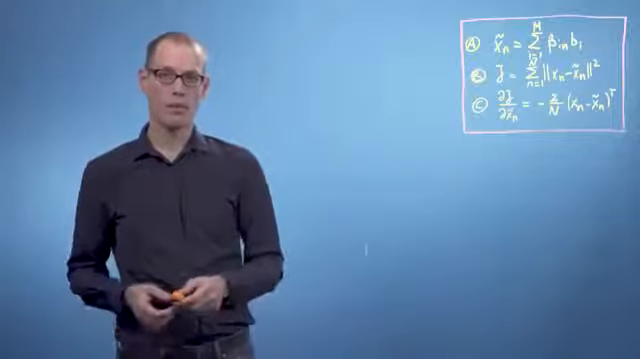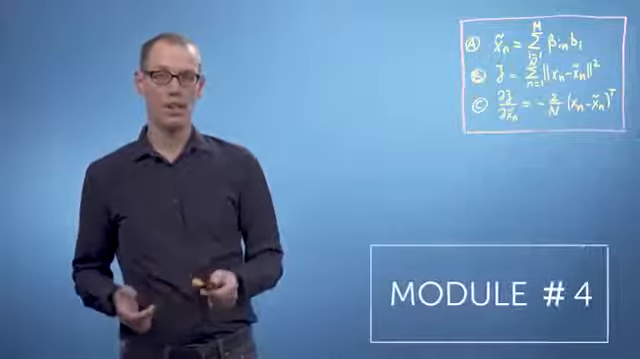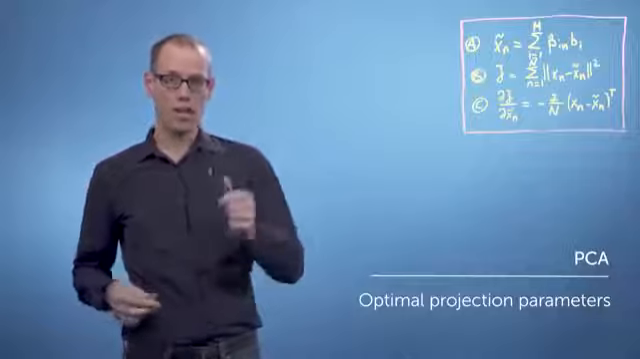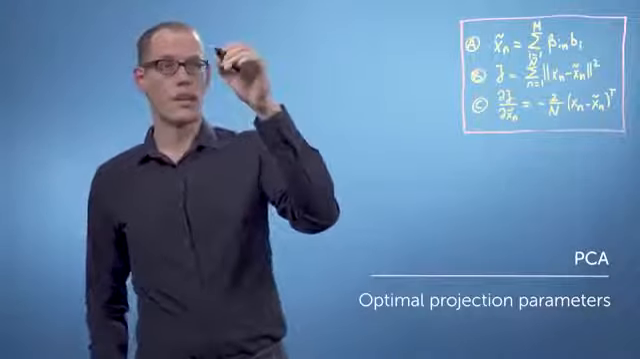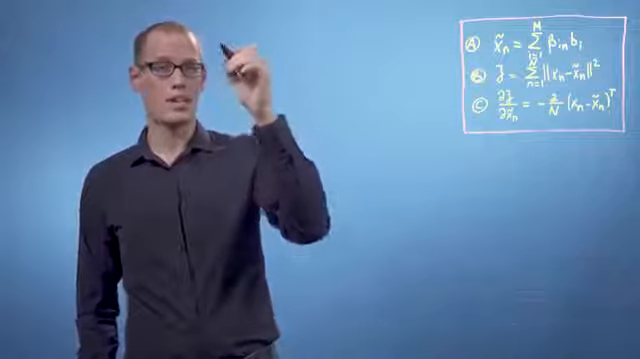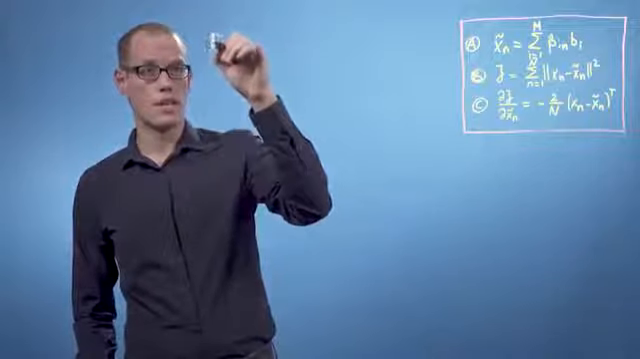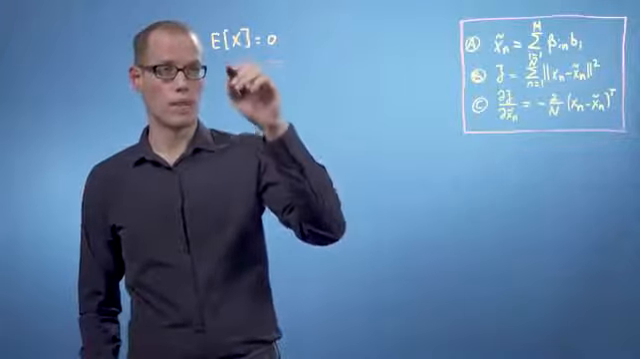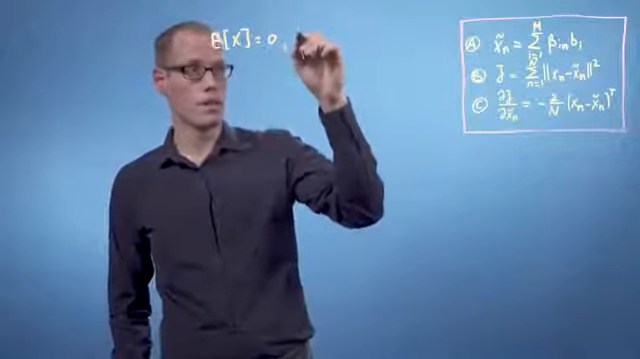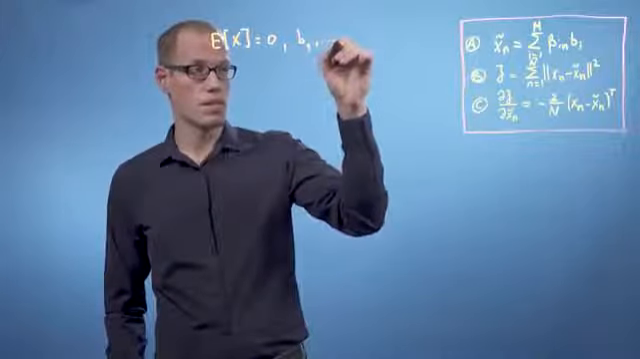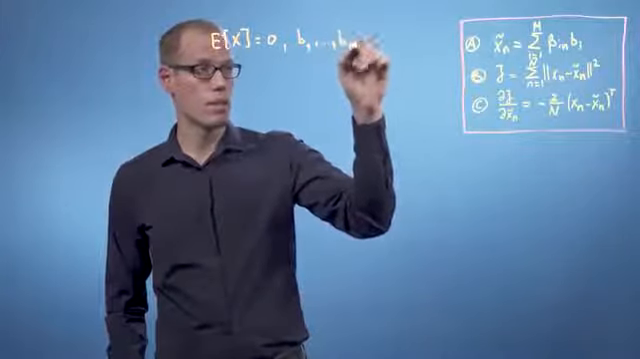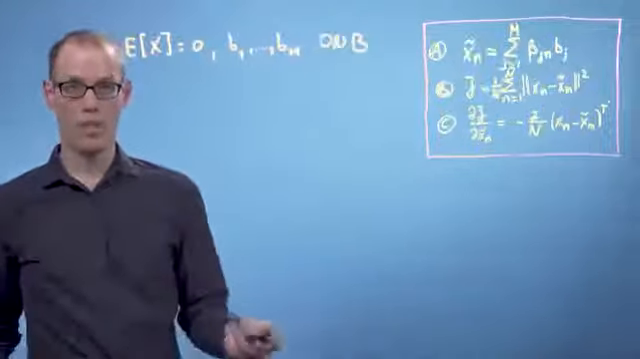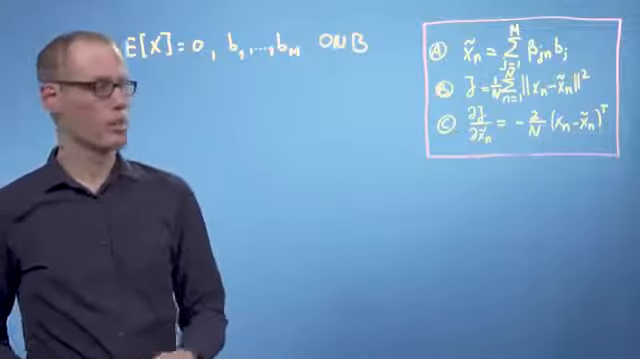In the last video we set up the PCA objective, and in this video we will determine our first set of optimal parameters. We make two general assumptions in the beginning. The first thing is that we have centered data. That means that the expected value of our data set is 0. And the second one is that the basis vectors form an orthonormal basis.